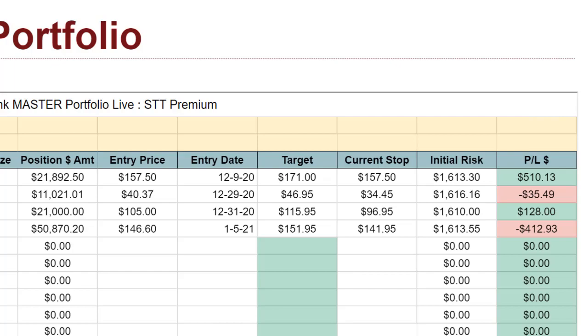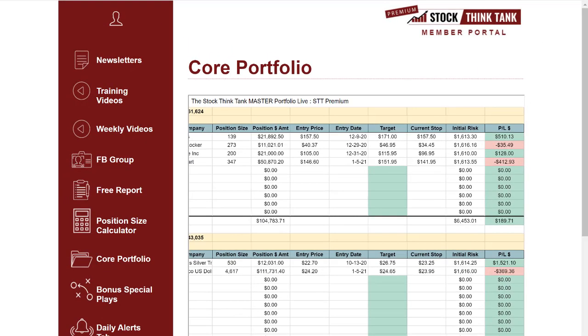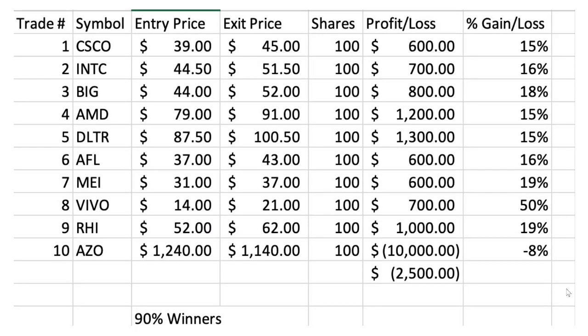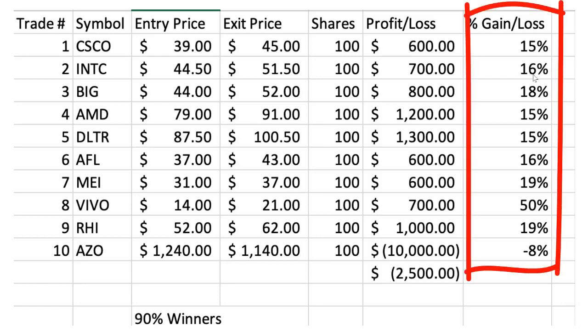And if you think that can't happen, well, Mike created this table. These are real symbols, real stocks, real securities, and those are real entry prices. This is a fictional portfolio of 10 stocks where this particular active investor had 90% winners. If you look at the gain-loss column here, up 15%, up 16, up 18, up 15, all the way up to up 50% and up 19% on stocks 8 and 9. But stock 10 lost 8%.